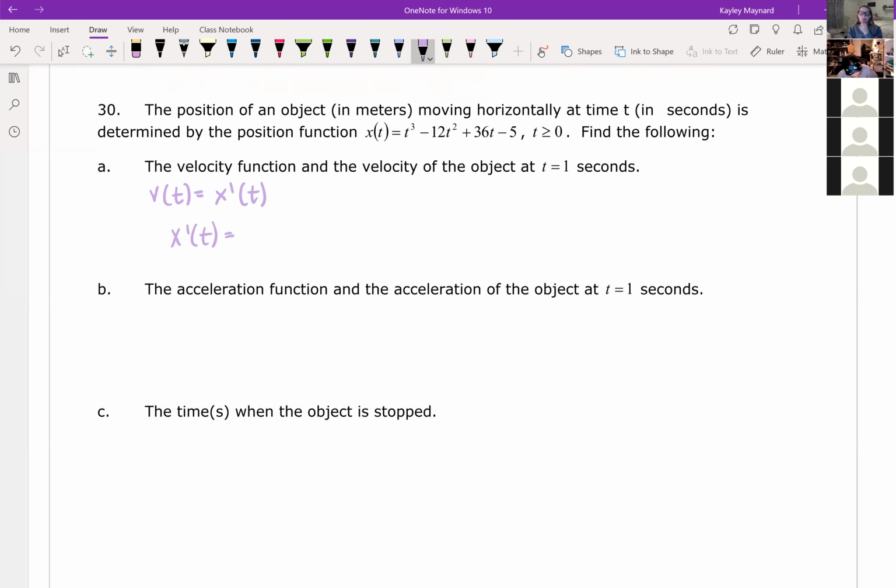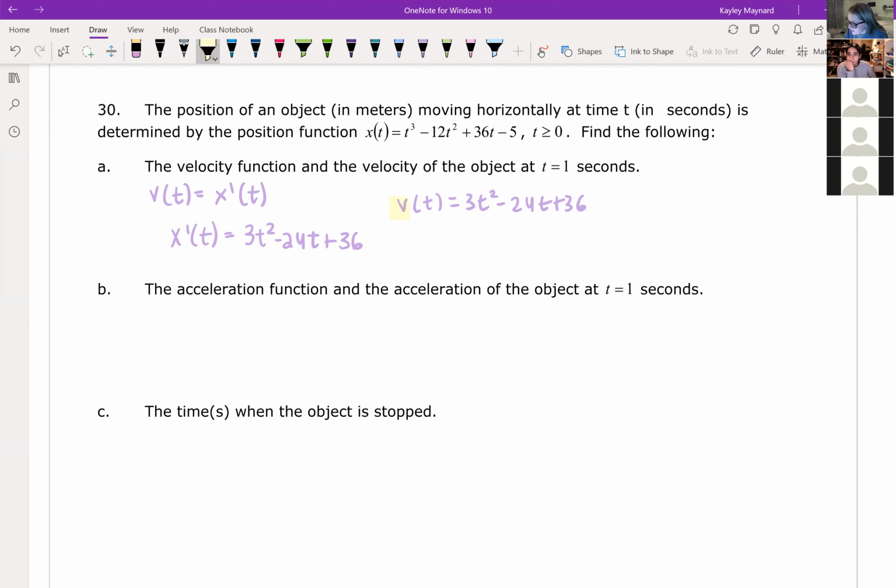So does anyone have an idea of what x prime of t is? So just the derivative of x of t. Would it be 3t squared minus 24t plus 36? Yes, perfect. So 3t squared minus 24t plus 36. Okay, great. So now you've found the velocity function. So v of t is equal to 3t squared minus 24t plus 36.